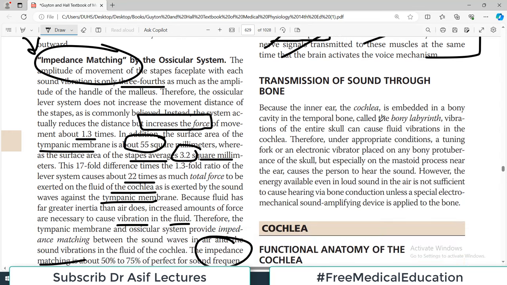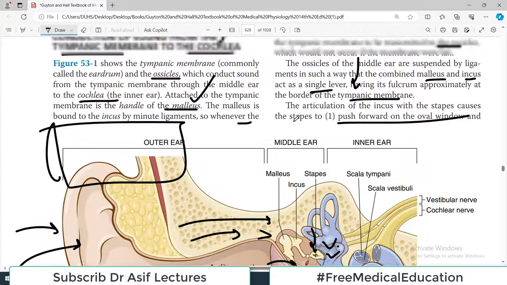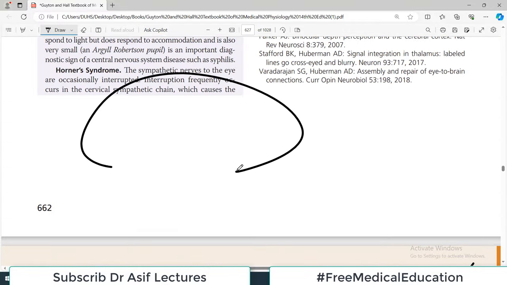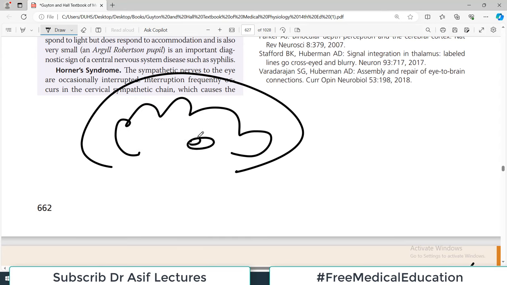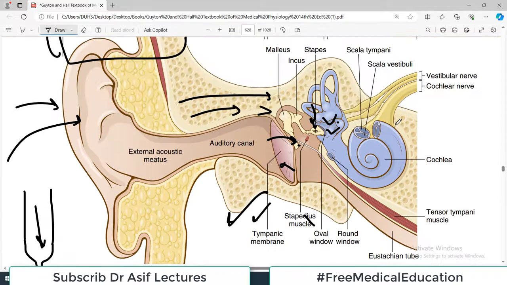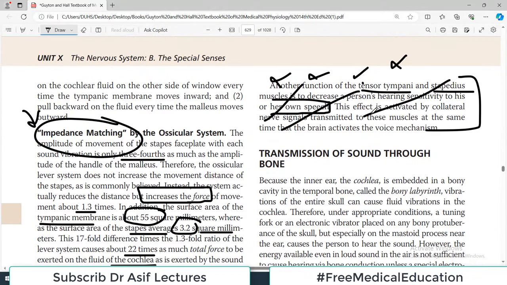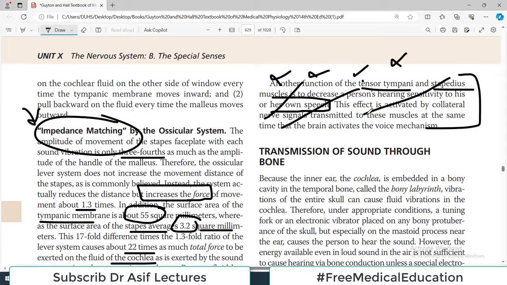Then, transmission of sound through the bone. The brain is obviously present in the skull. So there is a skull and here we have the brain inside. The processing center in the brain processes the sound waves through air, but the bone can also transmit sound waves. That is an important thing, so if you strike a tuning fork and place it on your bones, you will be able to appreciate that.